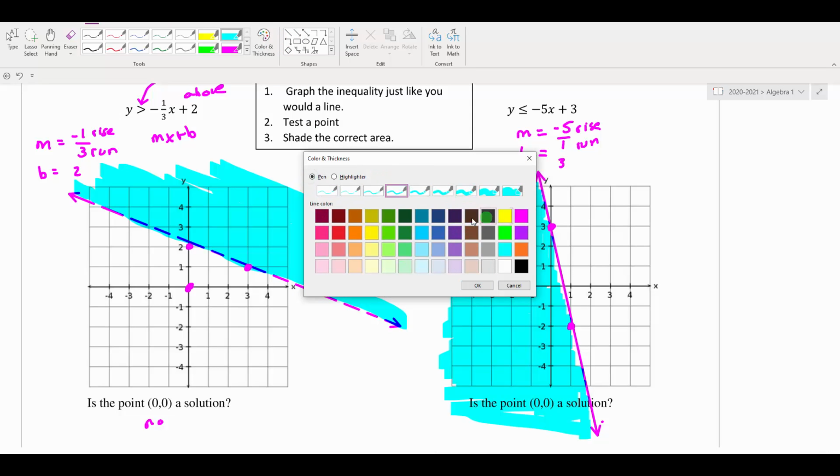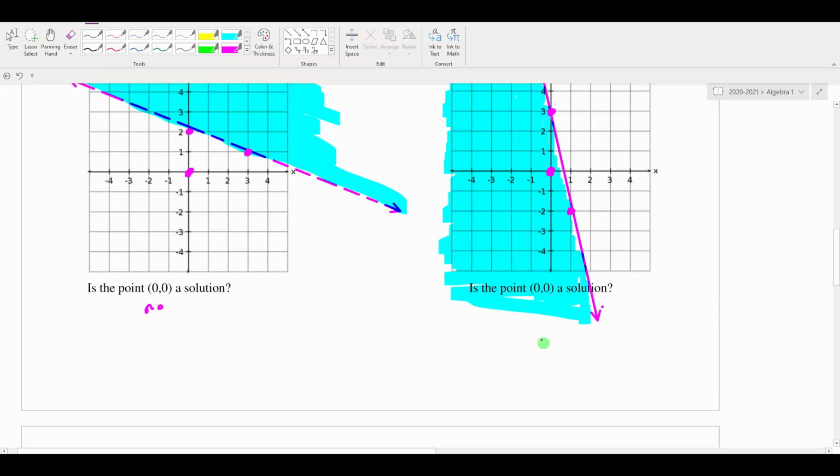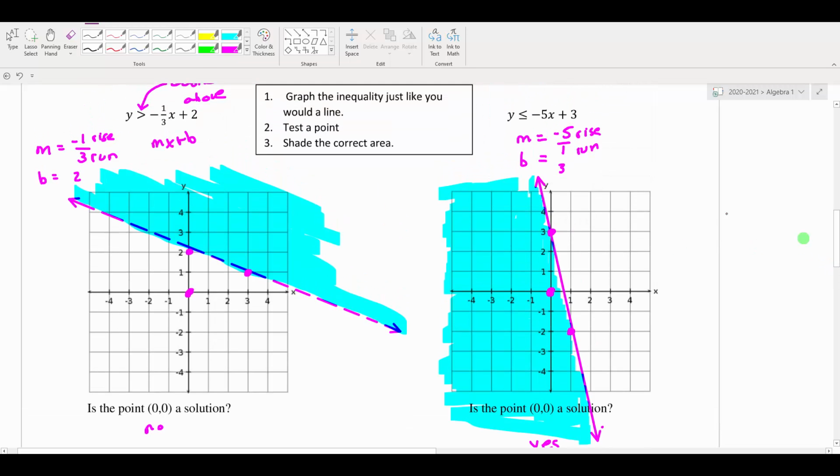Okay? So the question becomes, is the point 0, 0 a solution? So the point 0, 0 is located right here. We can see that 0, 0 is inside of the solution region. It's inside of that shaded region that we just created. So 0, 0 is a solution for this one. Okay. So what that means is if I took 0, 0 and plugged it into my original inequality up here, if I plugged in 0 for y and 0 for x, we would get an inequality that is true.